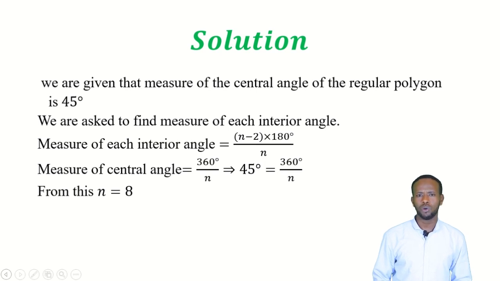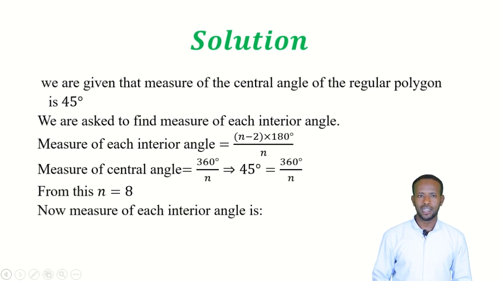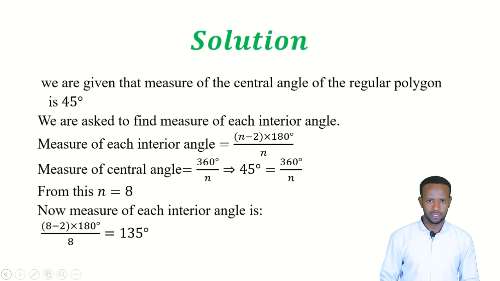This is an octagon, an eight-sided figure. Now we can calculate the measure of each interior angle: 8 minus 2 times 180 degrees over 8, which equals 135 degrees.